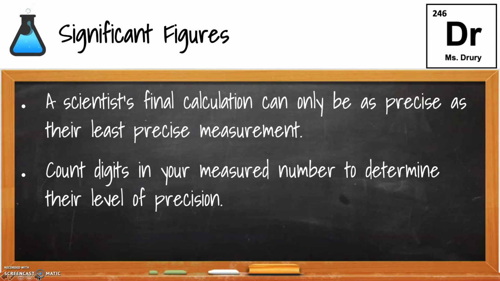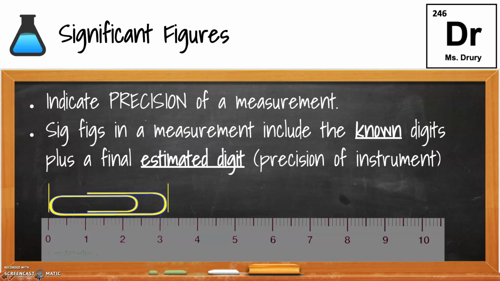So count digits in your measured number to determine what their level of precision is so we can compare precisions. In this case, we're going to look at the known digits plus a final estimated digit so we can figure out the precision of this measurement. Since you can see the 1, 2, 3 centimeters, and you can also see the 0.1, 0.2, 0.3 centimeters, we know it's somewhere between 3.2 and 3.3 where that little mark is, right?